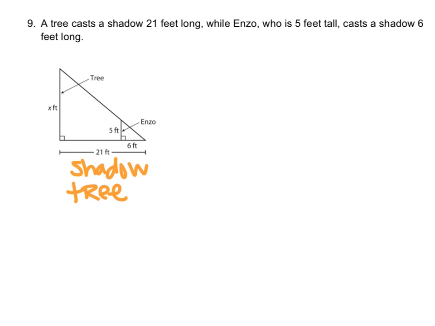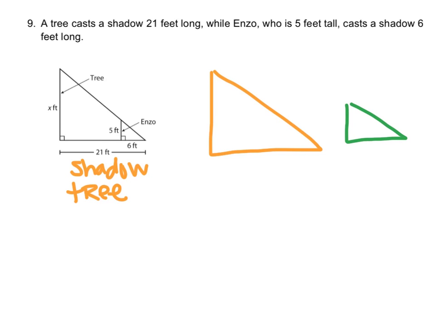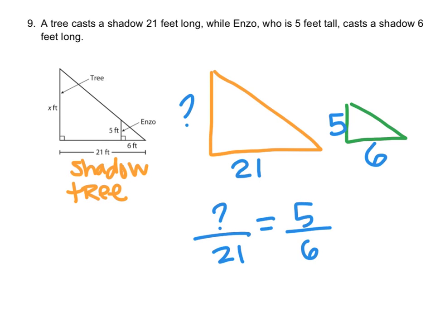It's really hard to measure how tall trees are. So if I draw the big triangle and then I draw the little triangle for the guy, I can label his height as 5, his shadow as 6, like it already is. I can label the big shadow as 21, and I got a question mark right there. I should be able to set it up: question mark over 21 is the same as Enzo's 5 over 6. Now this one doesn't work out quite as evenly.